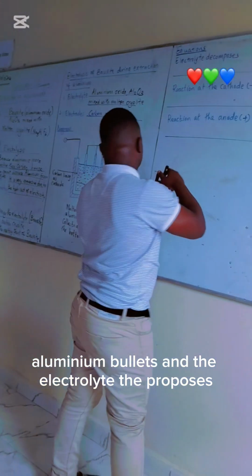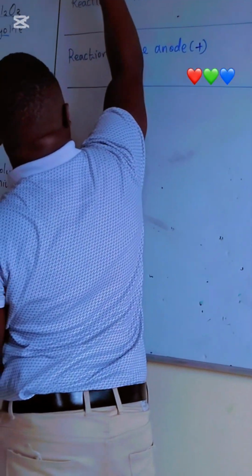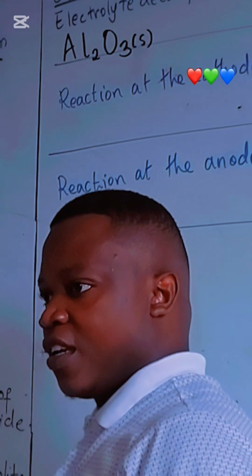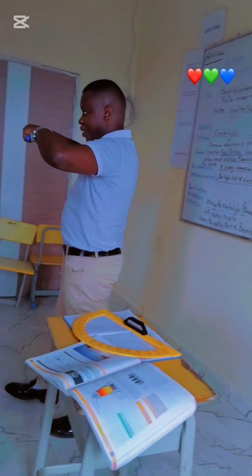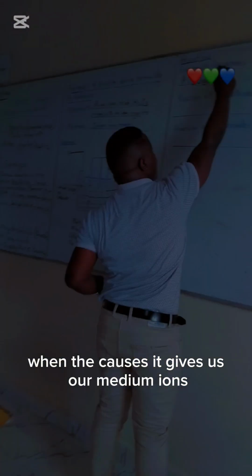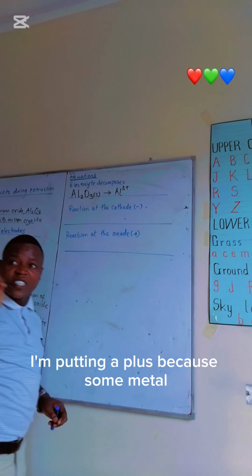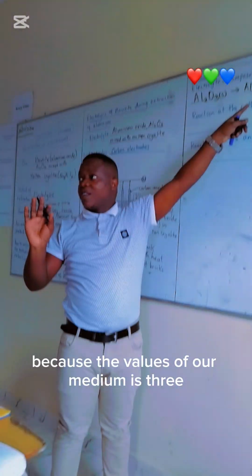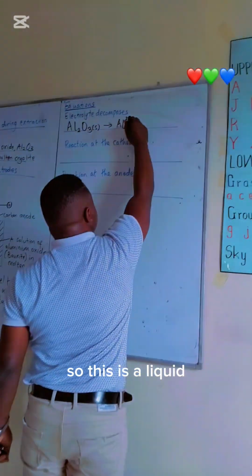How the electrolyte decomposes. So what is our electrolyte? Aluminium oxide. This aluminium oxide is a solid. During electrolysis, ionic compounds break down, and when they break down, the ionic bond is broken. When it decomposes, it gives us aluminium ions. I'm putting a plus because it's a metal, and I put a 3 because the valence of aluminium is 3. Yeah. So this is a liquid.